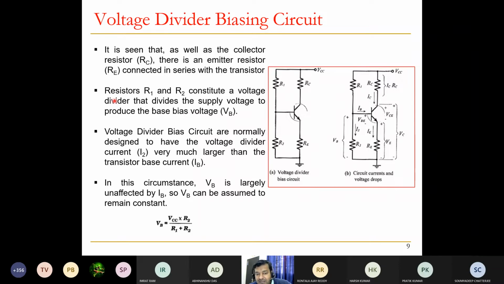Now the voltage divider base circuit is normally designed to have voltage divider current, that is I2. Hello, sir. Just finish this one, then I'll attend to you, okay?